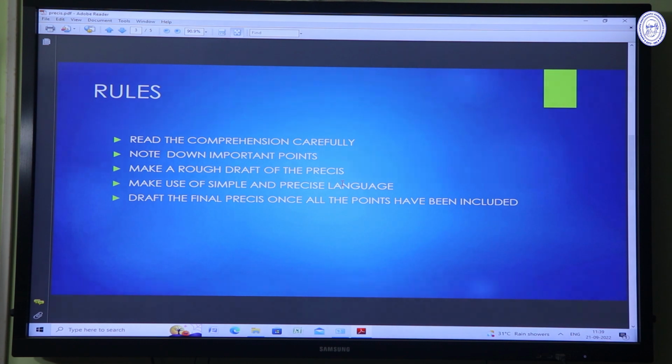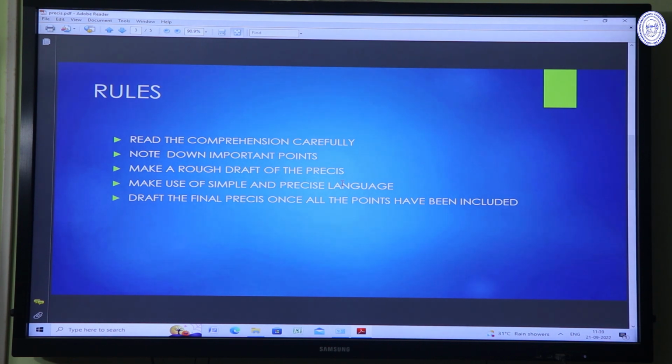Next, there are some golden rules on how to write a Precis. First and foremost, read the comprehension carefully. That is your golden task, the main task: to read the comprehension carefully. Then, as you are reading, you are not just reading, you are also noting down the important points. Okay? That is very important. You are noting down the important points, and then you are trying to make a rough draft of the Precis.